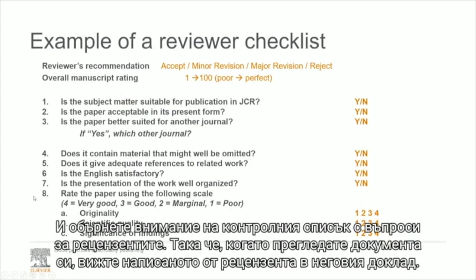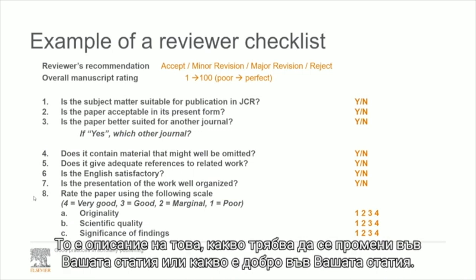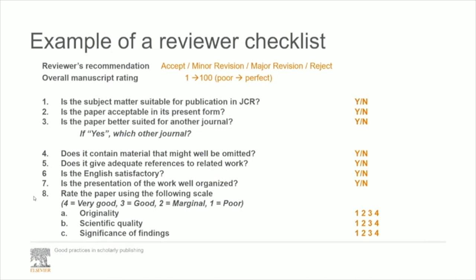And the example of the reviewer checklist. So when you have your paper reviewed, what you will see is a written report from the reviewer, the whole report describing what should be fixed, what should be changed in your paper, or what is the good thing about your paper. But usually journals also have something like this. It's a checklist they give to the editor and ask to complete.